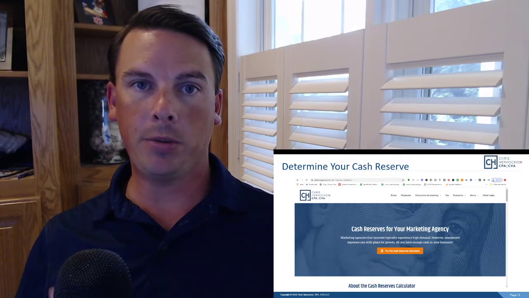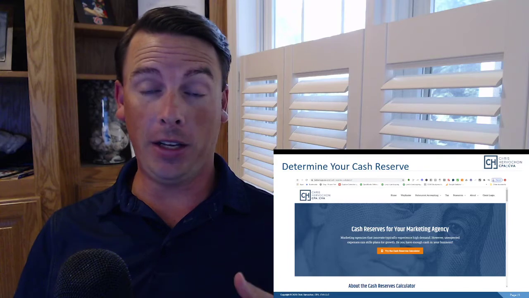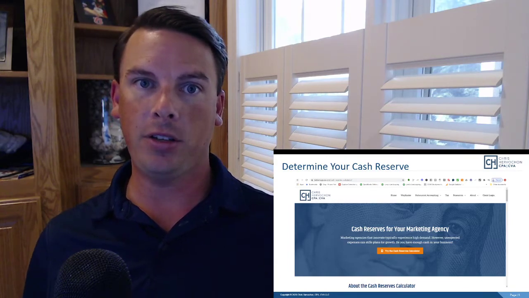You can't pay your mortgage without cash. You can't pay your people without cash. If you don't have enough cash, at some point people are going to stop loaning you cash and you're going to go out of business. It all comes down to cash. You need to have a cash reserve.